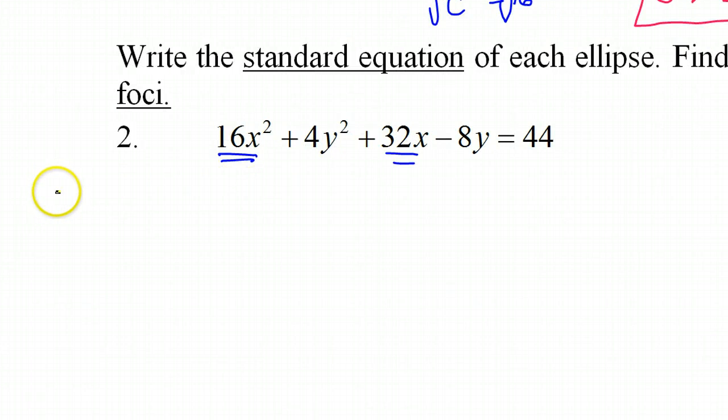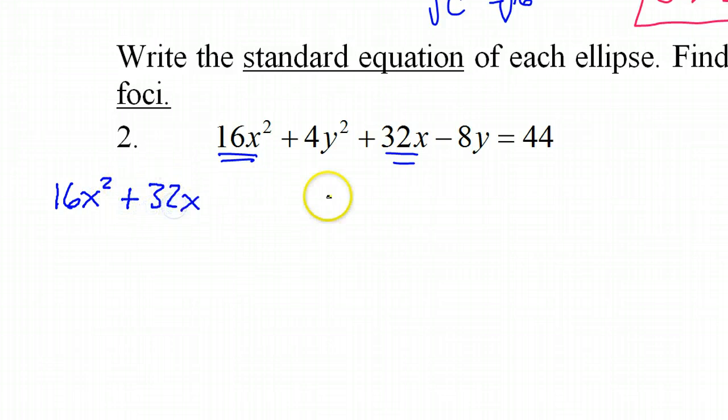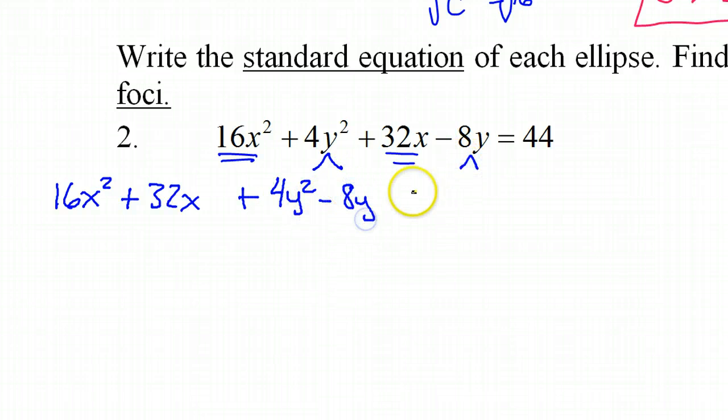So our x terms are 16x squared plus 32x. Actually, I don't need to leave space just yet. My y terms are 4y squared and negative 8y, and that is going to equal 44.